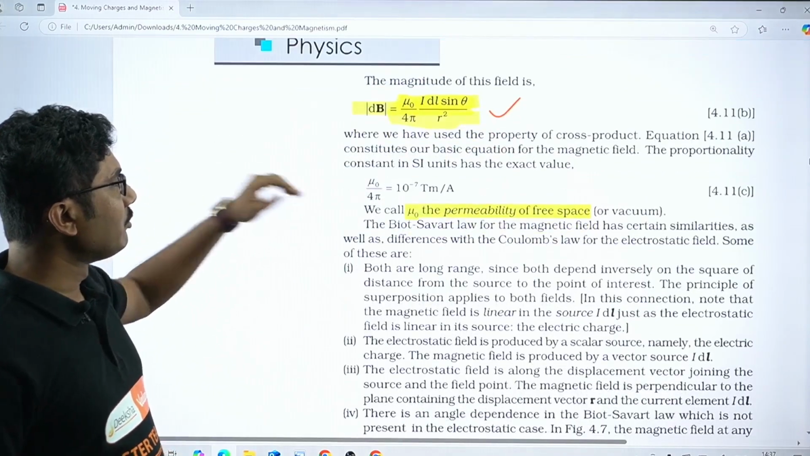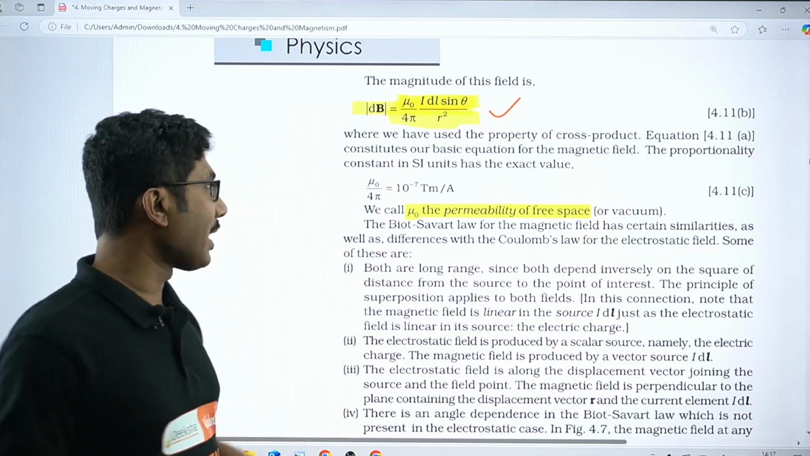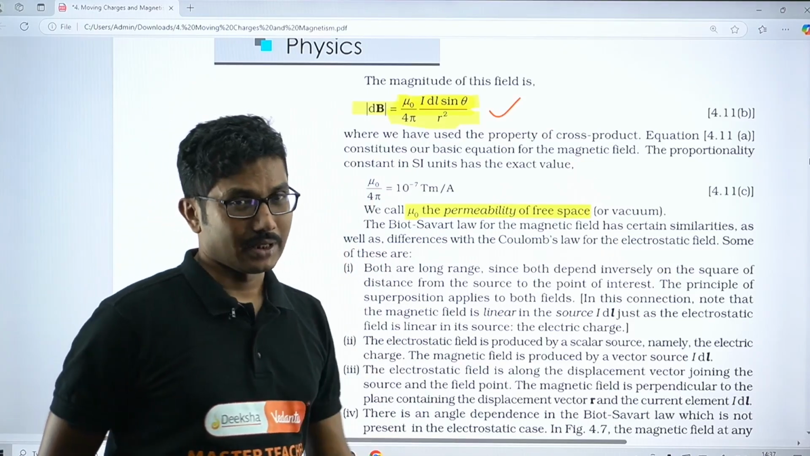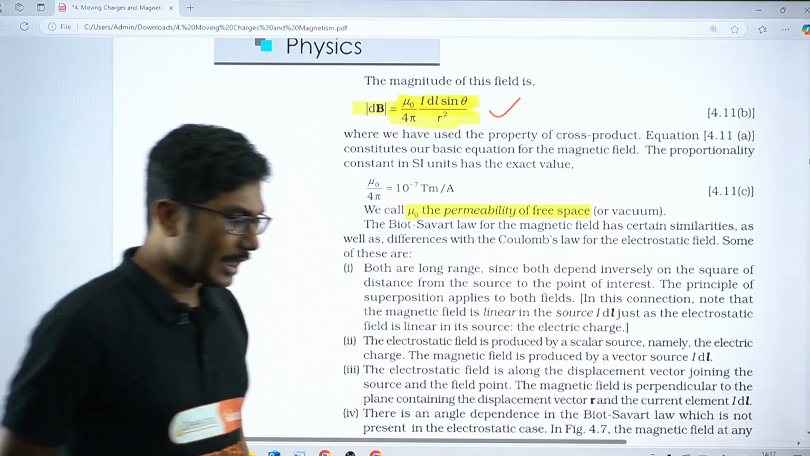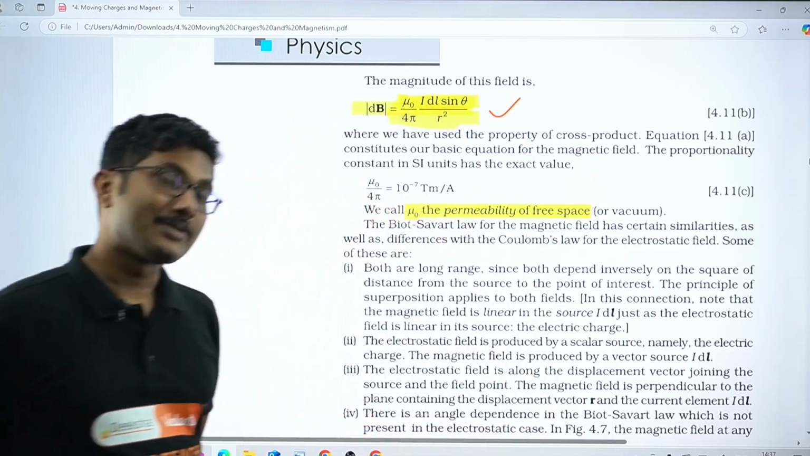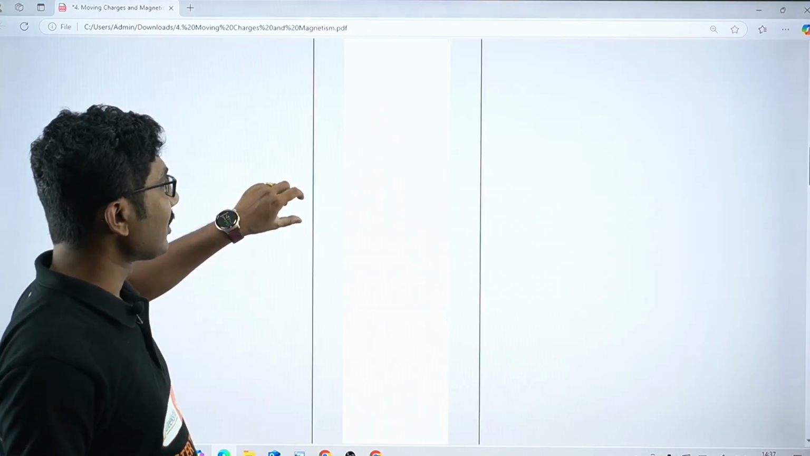Okay, now mu naught is called permeability of free space, and mu naught by 4 pi is equal to 10 to the power of minus 7 Tesla meter per ampere. This is one of the constants, like you have seen epsilon naught. Okay, you have seen in first PU, you have seen gravitational constant G. Similar to that, mu naught is also a constant.